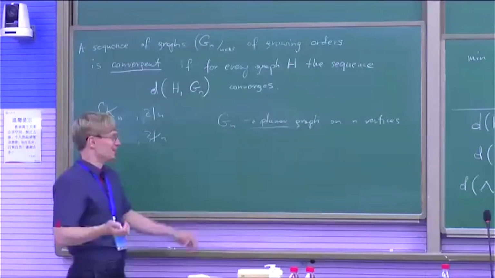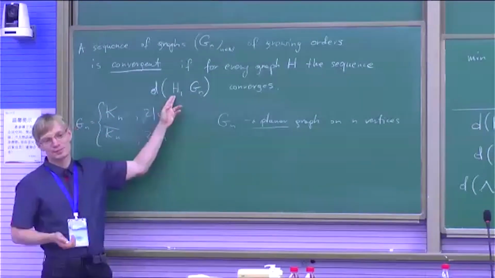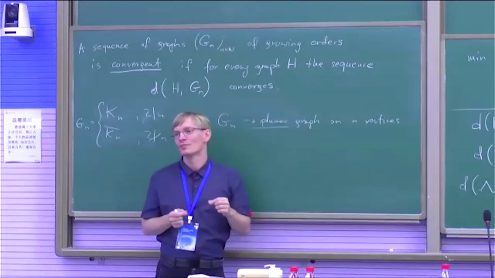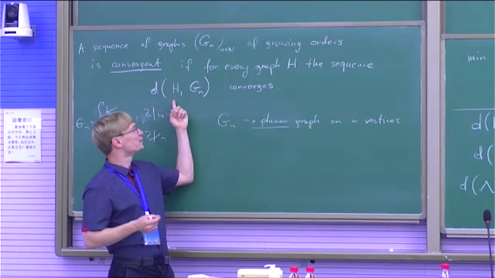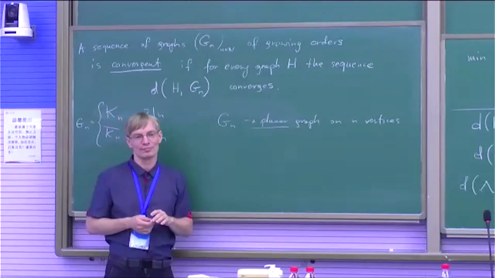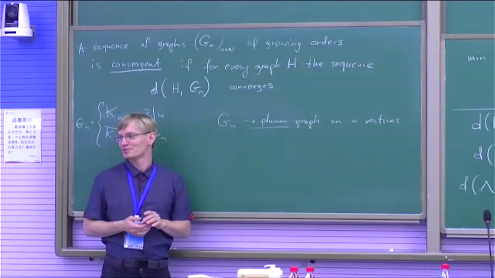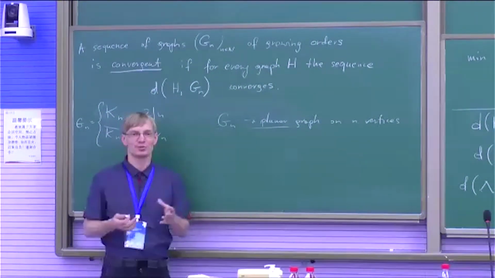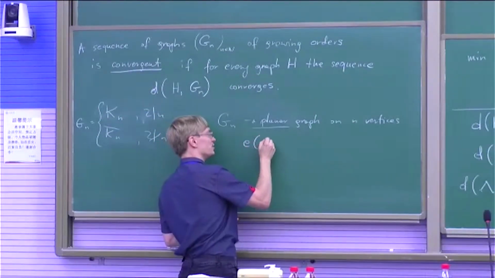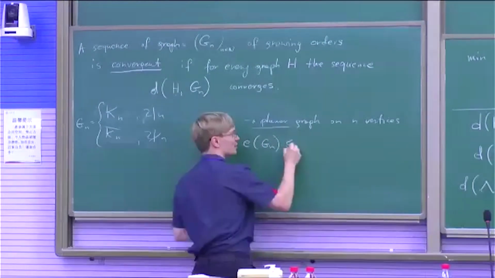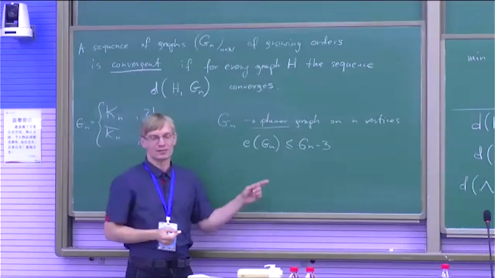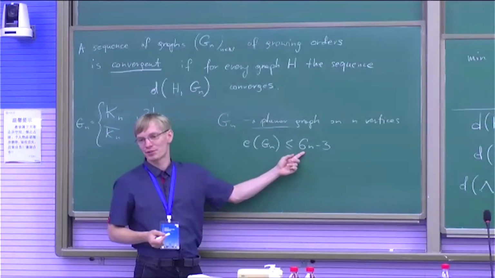So let's see. According to the definition, as H, I will take just an edge. What's the density of edges in a planar graph on n vertices? How many edges can a planar graph have? You know this Euler formula. The number of edges in a planar graph is at most 6n minus 3. So I have at most 6n minus 3 edges.